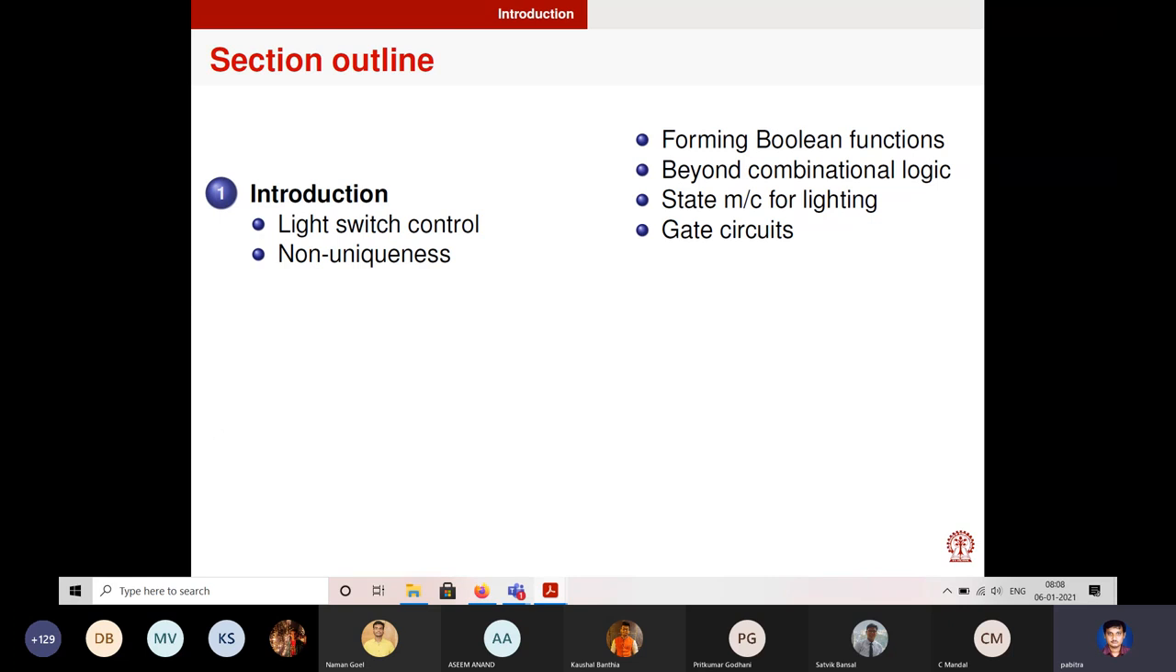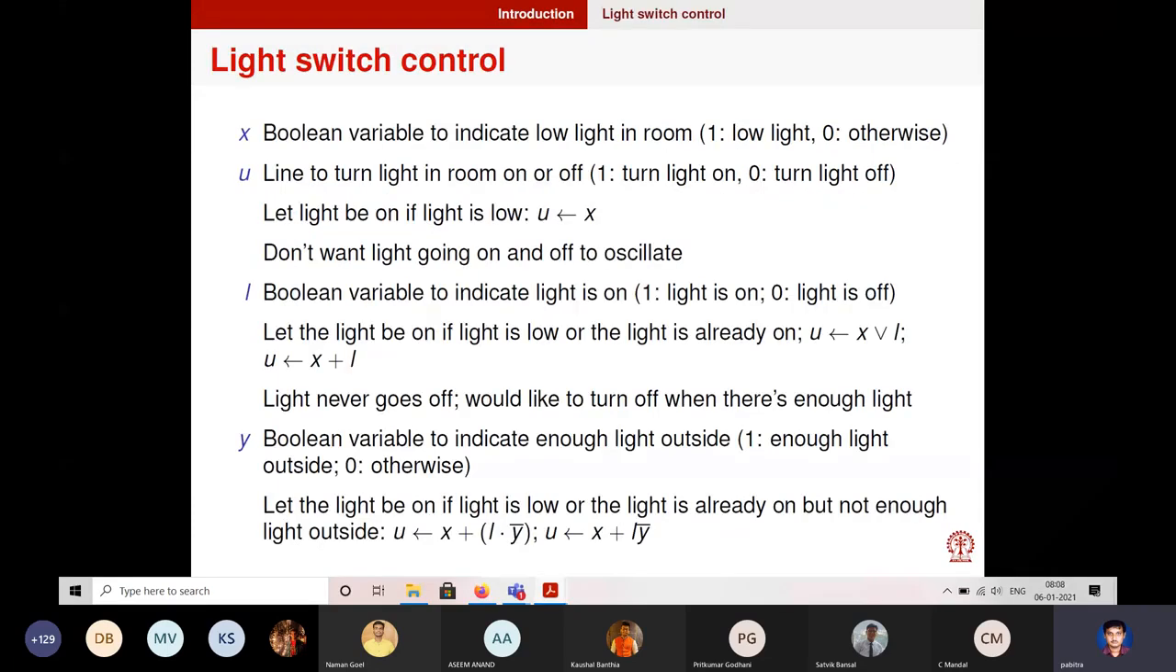Okay, so a quick recap of what CRM taught in the last class is that you can represent a light switch control mechanism in the form of a Boolean algebra rule or formula. So we have the following quantities which we call Boolean variables, taking values 0 or 1. X represents if the light in a room is low or not: 1 means the light in the room is low, and 0 otherwise. And U is a kind of switch which you can turn on or off: if the value of U is 1, the light is turned on, and 0, the light is turned off.